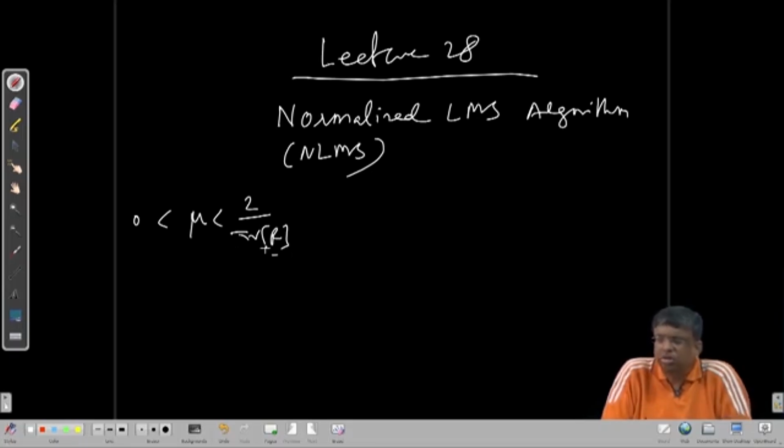And more often we find NLMS used in practice rather than LMS. Now, there are various ways of introducing the NLMS algorithm. We will show it from a system identification point of view.